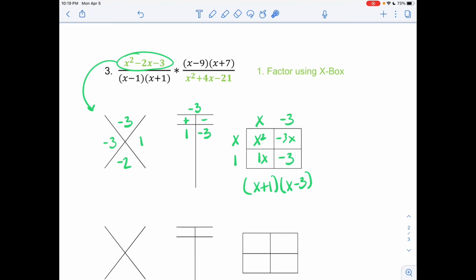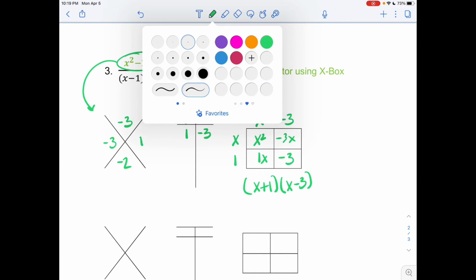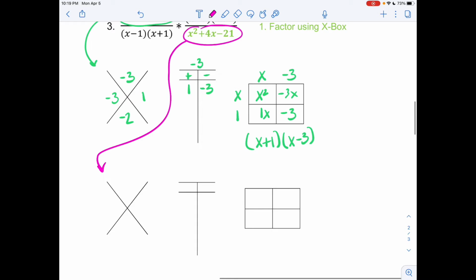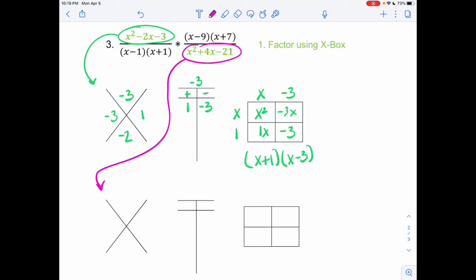Now I need to take care of this one, and so I'm going to come down to the bottom, and let's make this one pink so that we can kind of tell the difference. So here I'm going to deal with this one. I'll have a -21, a 4 as my b value. So I'm looking for factors of -21 that add to a +4. Positive when adding means that my bigger number needs to be positive. So I'll have 1, or a -1, and a +21. 2 won't go in. Let's see, 3, or a -3, and a 7. And those are the factors that are going to add to 4.